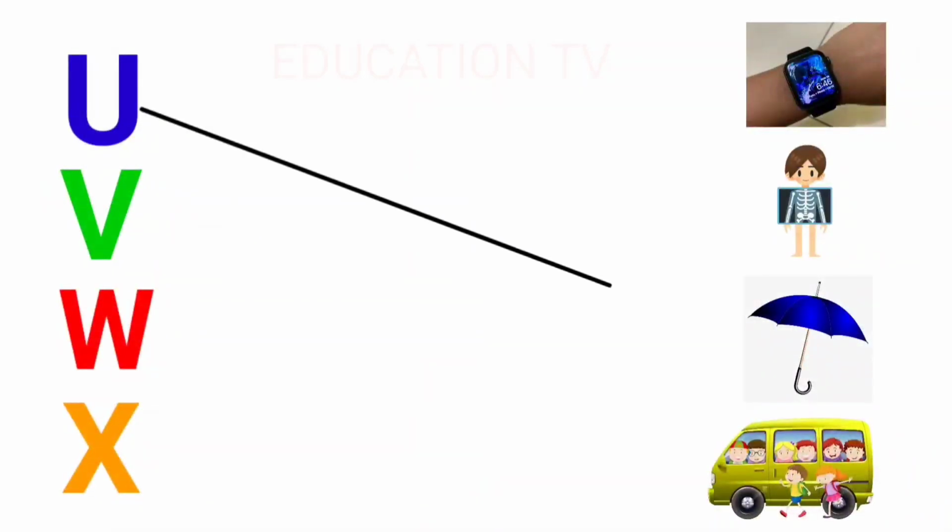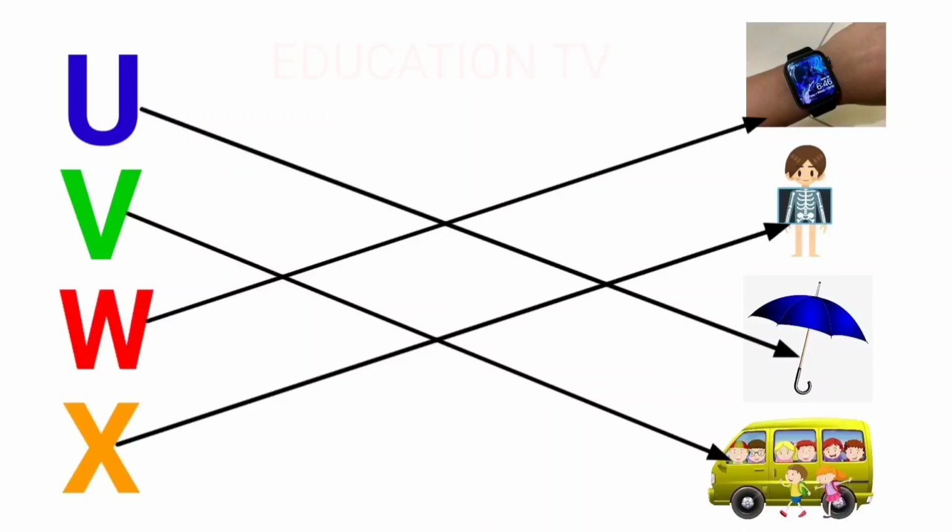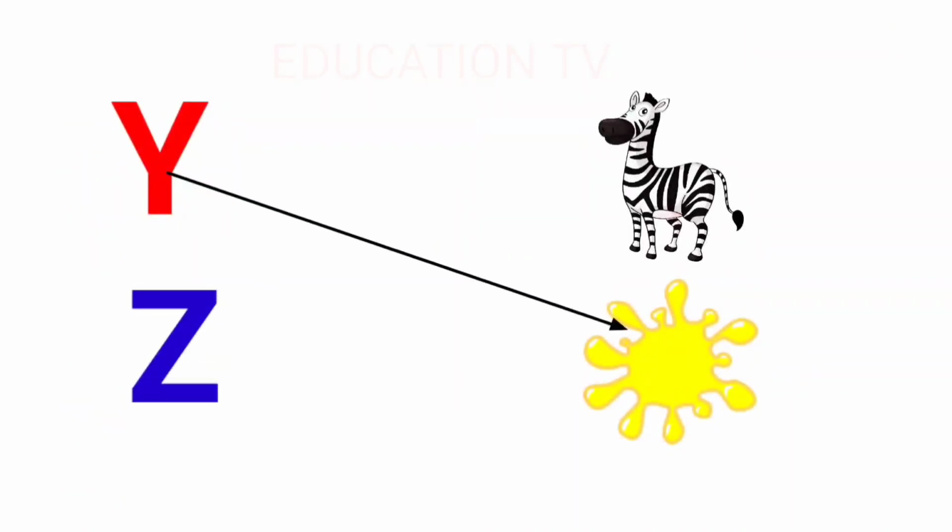U for umbrella. V for van. W for watch. X for x-ray. Y for yellow. Z for zebra.